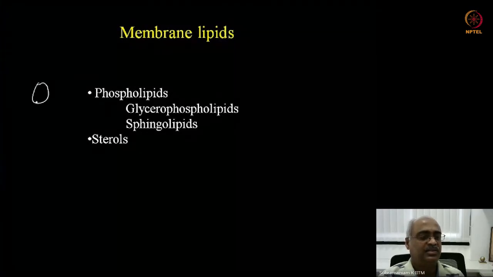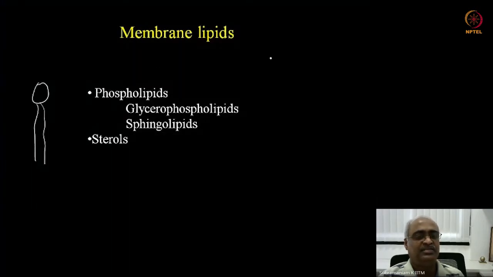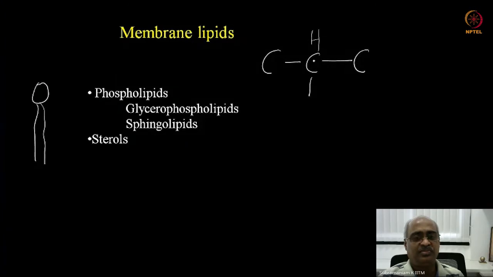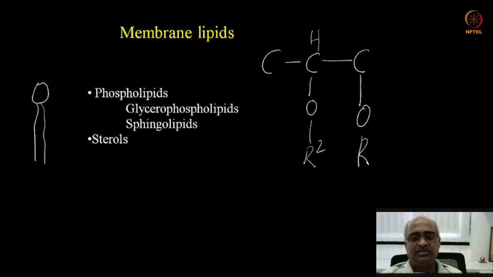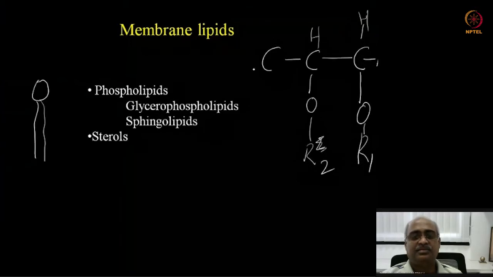So this is the glycerol head group, and these are the two acyl moieties that we draw. So essentially it is this structure. Okay, so here you have an acyl group. Let me put this as R2, and this as R1. So CH2OH.